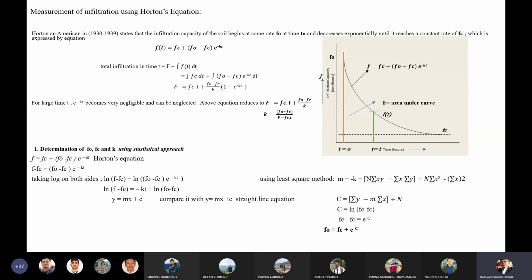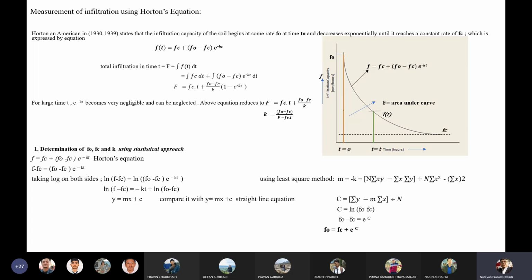To solve this equation, we have to find the constant -k and the values of f0, fc, etc. Then, using the least square method, m is calculated as -k = [n Σxy - Σx Σy] / [n Σx² - (Σx)²], where x means t and y means ln(f - fc). So Σx means Σt, Σy means Σln(f - fc), and Σx² means Σt².